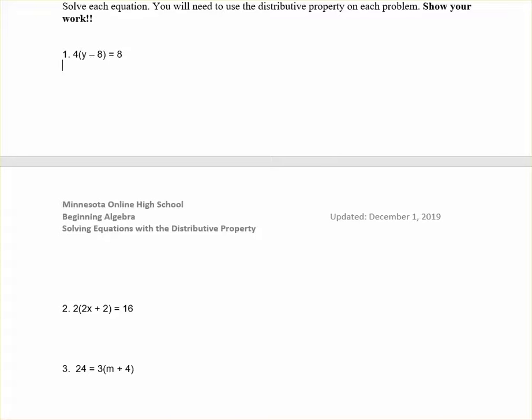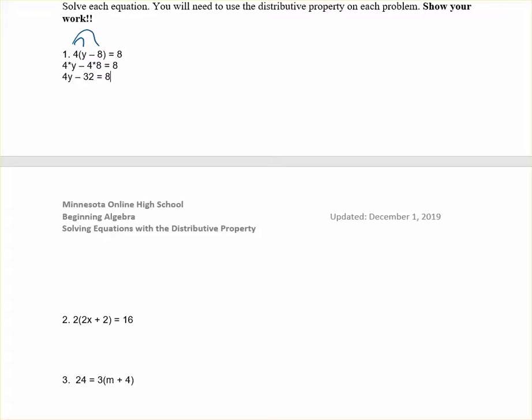The first step is to do the distributive property by taking the 4 on the outside and multiplying it by each term on the inside of the parentheses. So we have 4 times y, and then there's a minus sign in the parentheses, so we keep that. And then we do 4 times 8. And this will be equal to 8, which is what the right side of the equation says. So 4 times y, we can write that as just 4y. Don't need the times sign when you have that. 4 times 8 is 32.